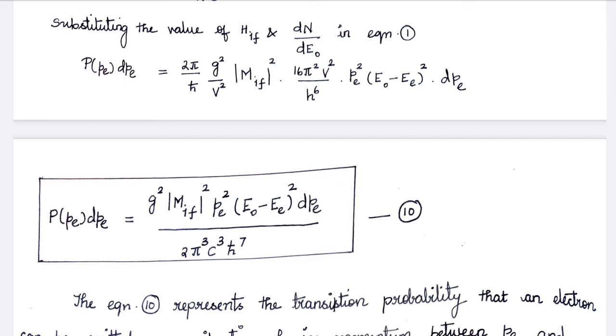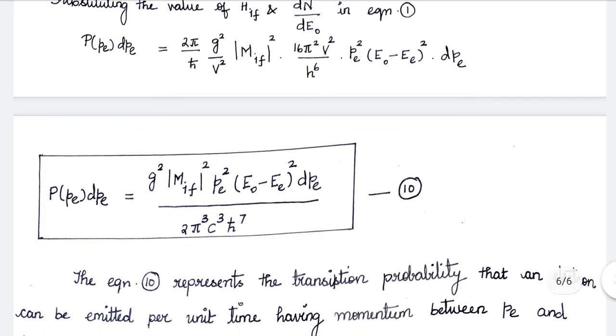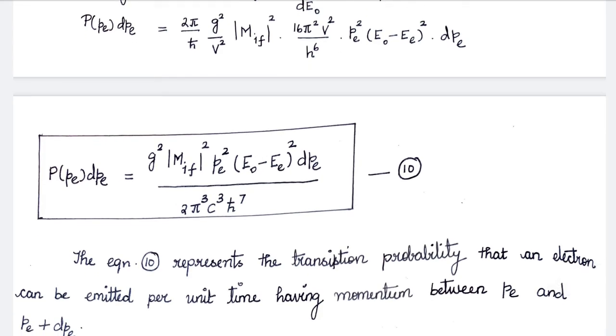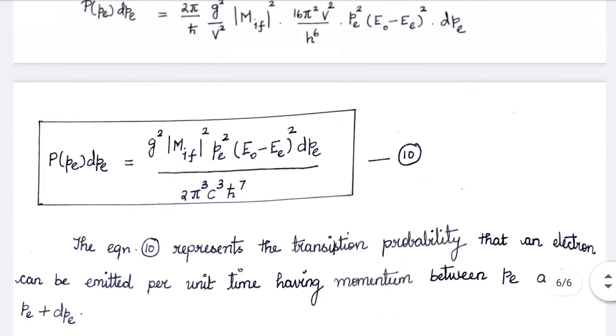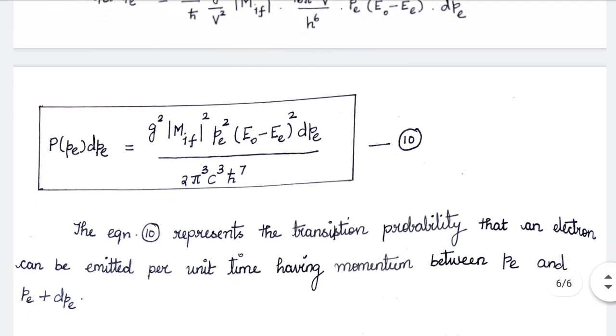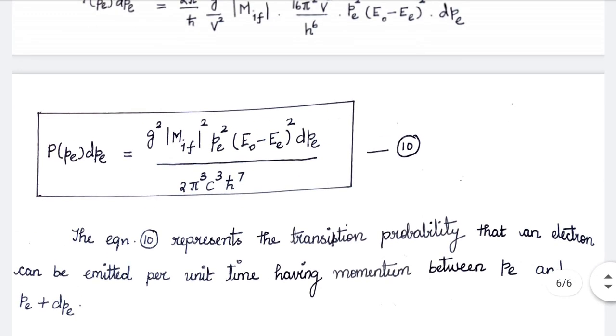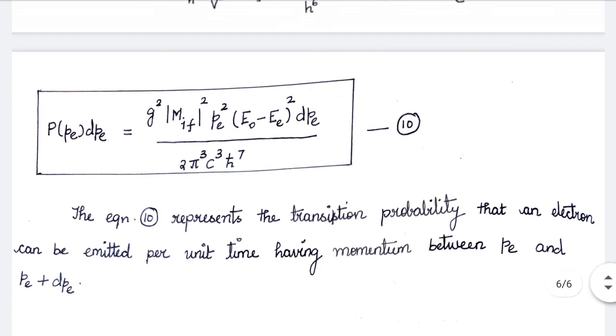For adjusting this, we multiply and divide by 2π³, in the numerator as well as in the denominator. Finally we get the transition probability P(p_e) dp_e as g² |M_if|² p_e² (E_0 minus E_e)² dp_e divided by 2π³ c³ ħ⁷. So this equation represents the chances, or the transition probability, that an electron can be emitted per unit time between the momentum range p_e and p_e plus dp_e.